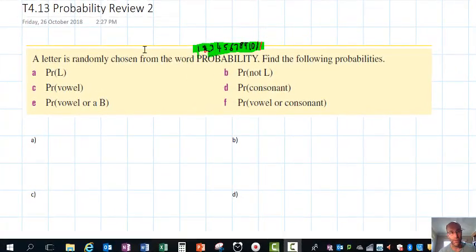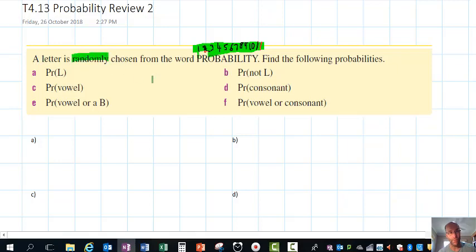This is the second video in our review of probability you should know from the past. Let's have a look at a task. A letter is randomly chosen from this word. Interestingly enough, the word is probability, and we've got to calculate the probabilities relating to these events.